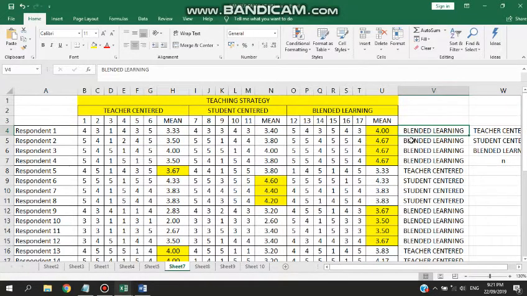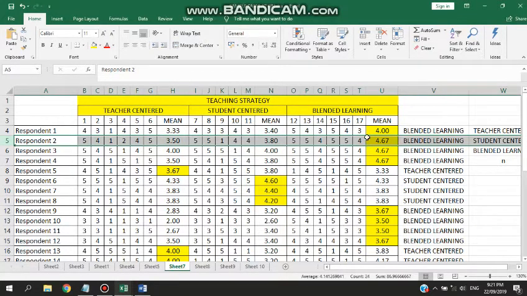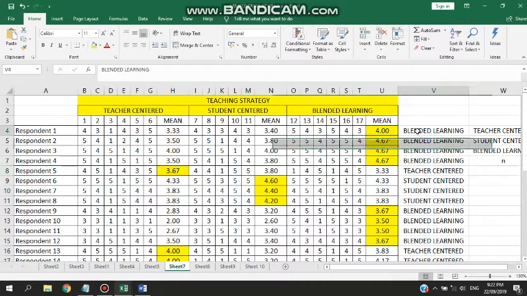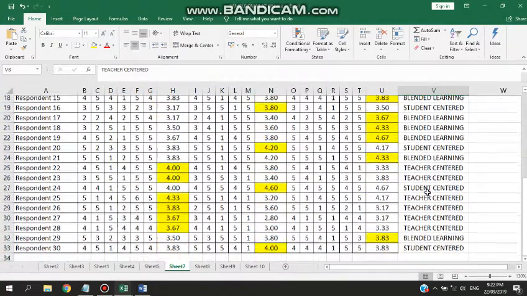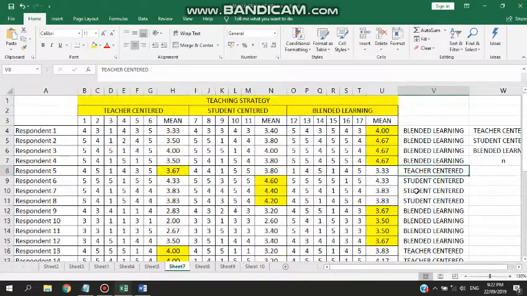So, same all the way, same procedure with respondent number 2. Highest na-observe niya, blended learning pa rin. And for respondent number 5, teacher-centered naman. So, you have to put that categories dito sa column katabi lang ng tatlong indicators. So, the purpose ng mean dito is to get the highest. Sino yung pinaka mas malaki yung mean, pinaka highest score among the three indicators na pinagpilian ni respondents.